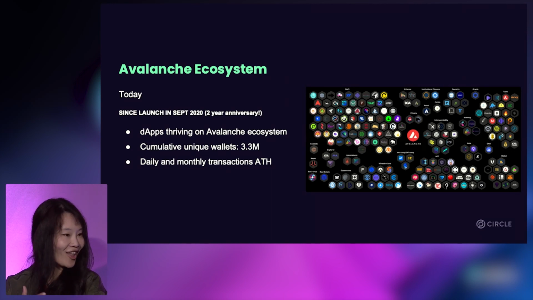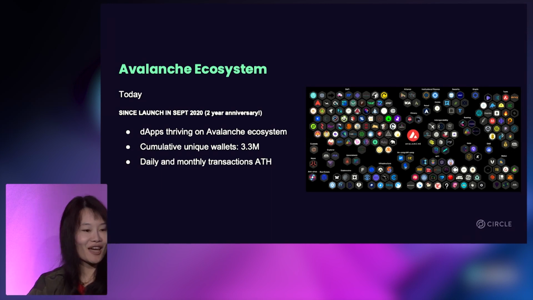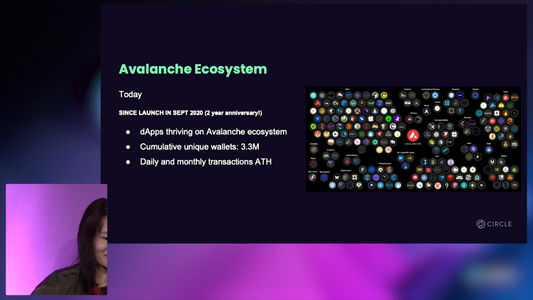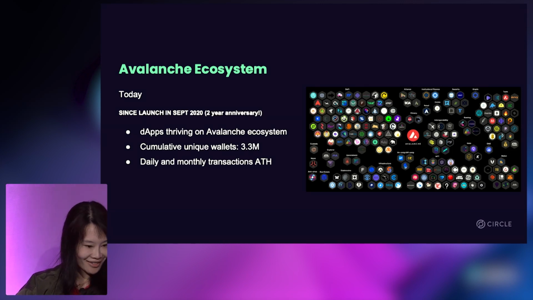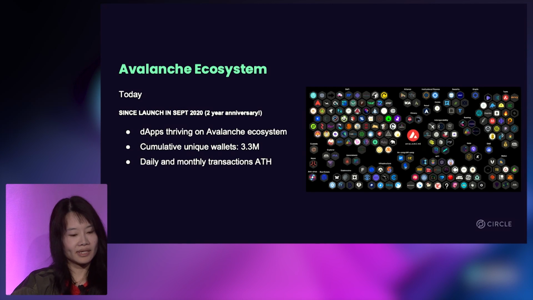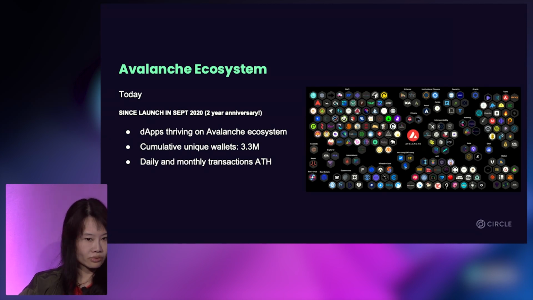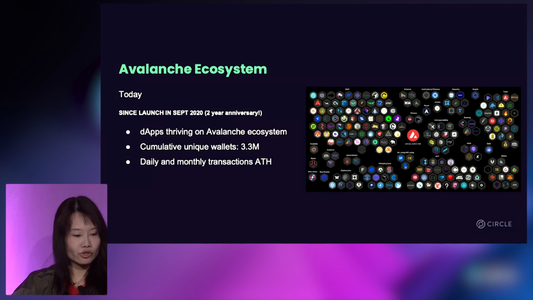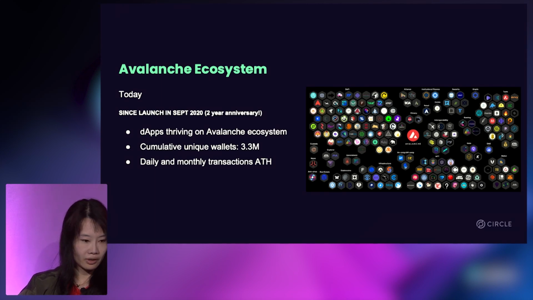And we've got a lot of dApps and projects thriving in the Avalanche ecosystem. We've got 3.3 million wallets and just broke daily and monthly transaction all-time highs this month. We've got 65 million transactions, I think, in September, which is very close to Ethereum, if not more than what they have. So super proud of being part of the Avalanche ecosystem, and a lot of great things happening.